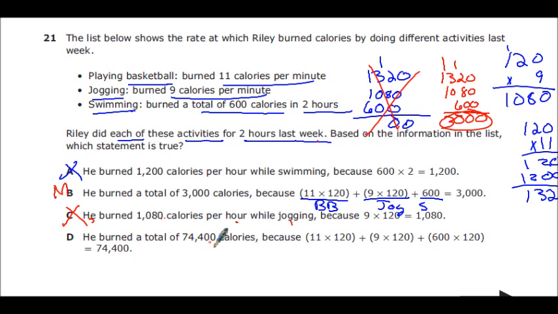He burned a total of 74,000 calories because 11 times 120 plus 9 times 120 plus 600 times 120. The 600 isn't per hour, it's per minute. That's pretty amazing. So that's really not reasonable. So that doesn't work. So your answer is B.